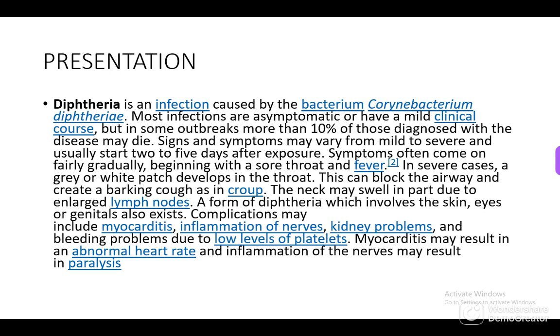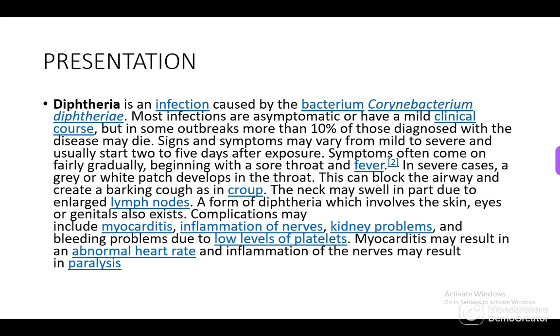Symptoms often come on fairly gradually, beginning with a sore throat and fever. In severe cases, a grey or white patch develops in the throat. Do not confuse it with another problem, whitish in color, usually seen in the throat. That is moniliasis, candidiasis. Diphtheria is a pseudomembrane; if you detach it with forceps, it will bleed. But if you touch the candidiasis, it will not bleed. It is sticky in nature, and you cannot detach it properly.